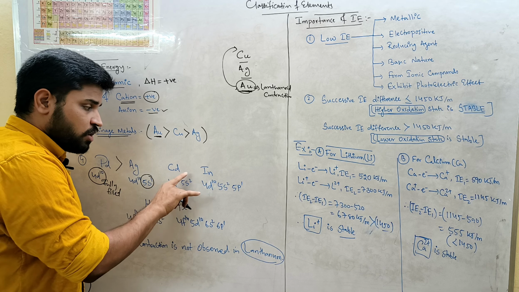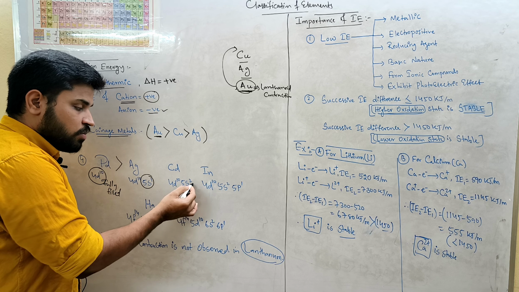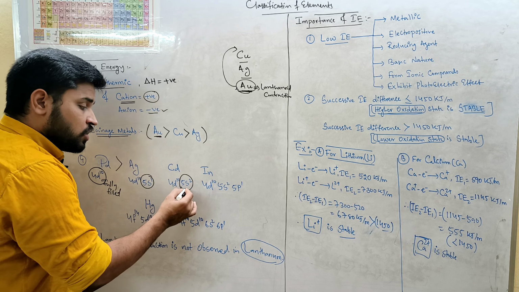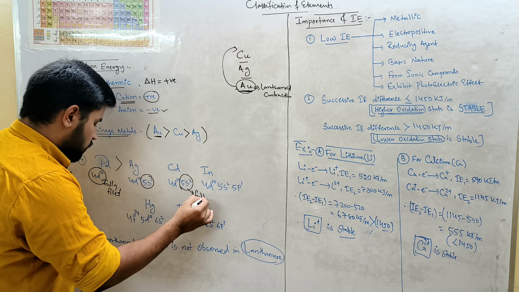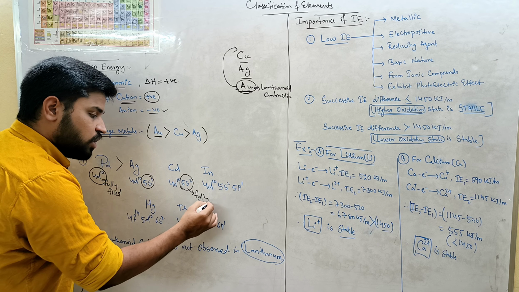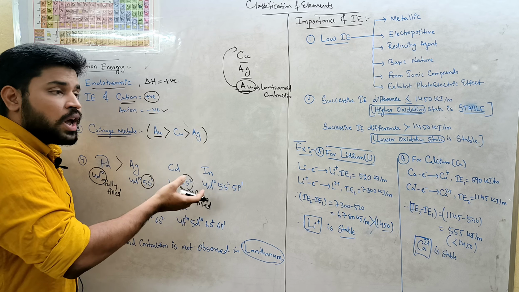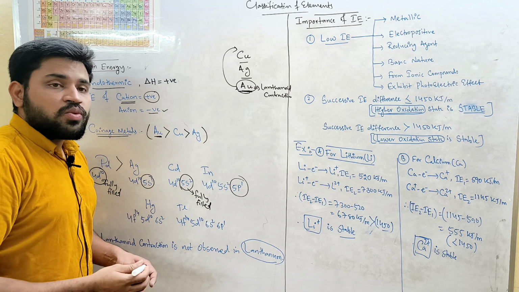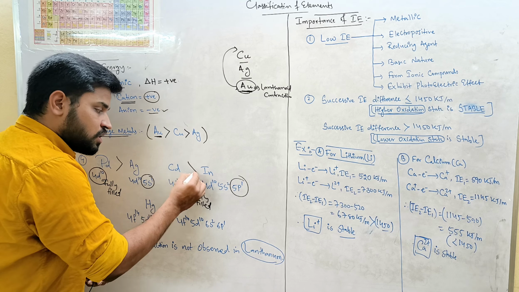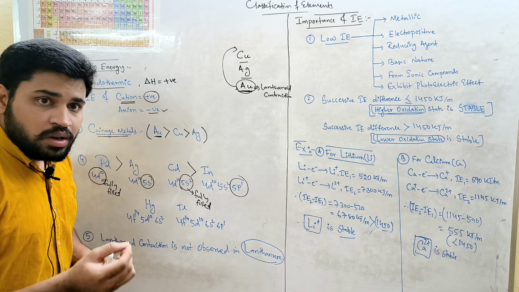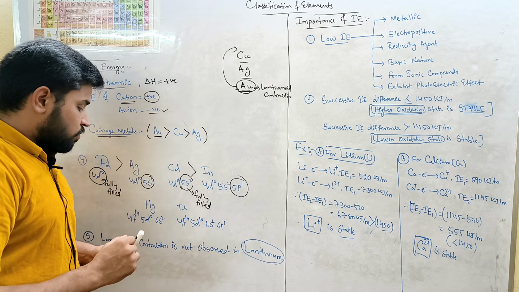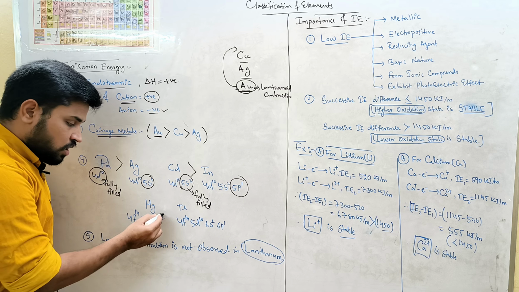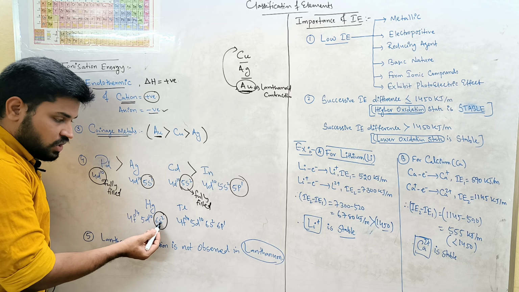Similarly, when you see cadmium and indium, in the case of cadmium, its outermost electronic configuration is 5s2, so it is fully filled again. Since it is fully filled, it obviously needs more ionization energy compared to indium, because for indium we have to remove just one electron. So cadmium will have more ionization energy compared to indium. When it comes to mercury and thallium, in the case of mercury, what is it? 6s2. It is what?